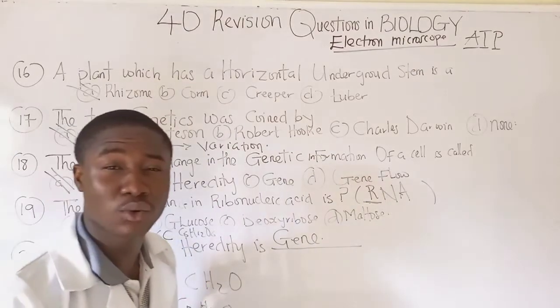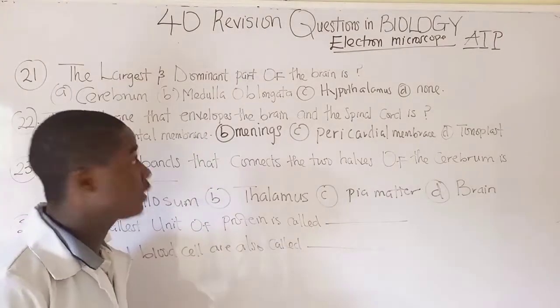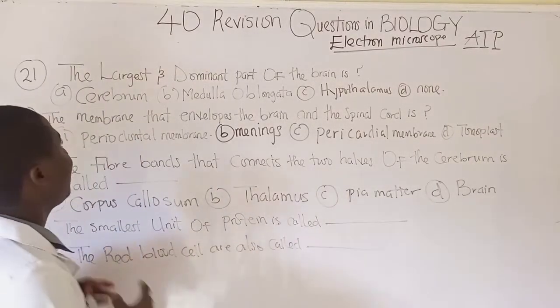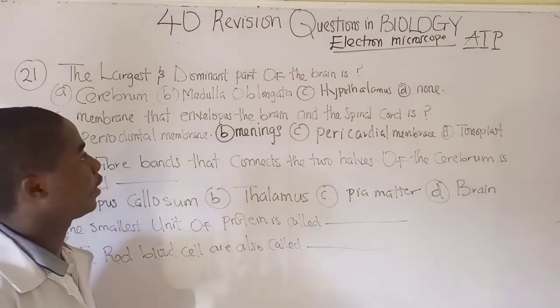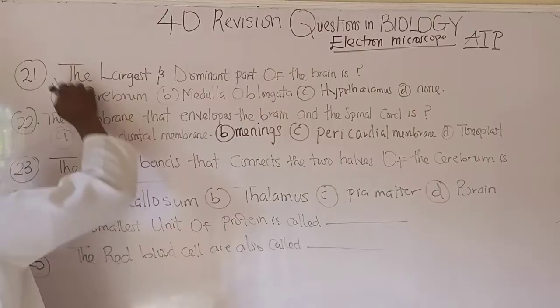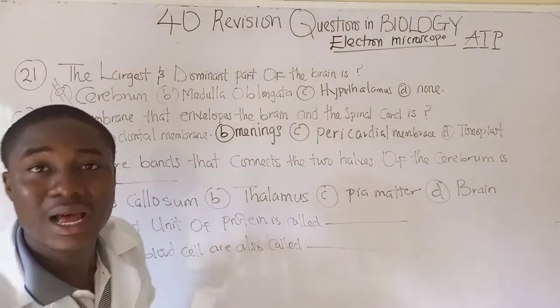So let's quickly move over to question 21. Question 21 says the largest and dominant part of the brain is called the cerebrum. Okay, the answer goes to the cerebrum. The cerebrum is the largest and the most dominant part of the brain.